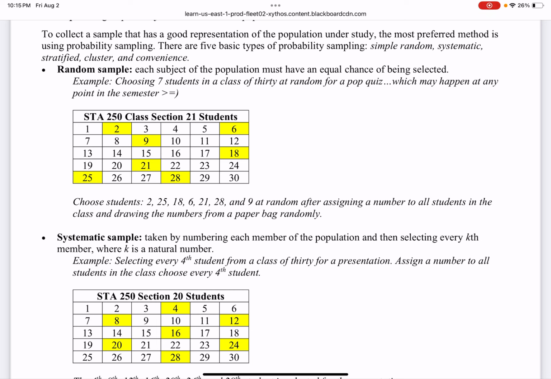Example, choosing 7 students in a class of 30 at random for a pop quiz. So you see, there are 30 students in this class. I am picking 7 students at random, so I numbered them, picked 7 numbers at random, and those students are selected to take the quiz. It is random, and everyone had an equal chance of being selected.